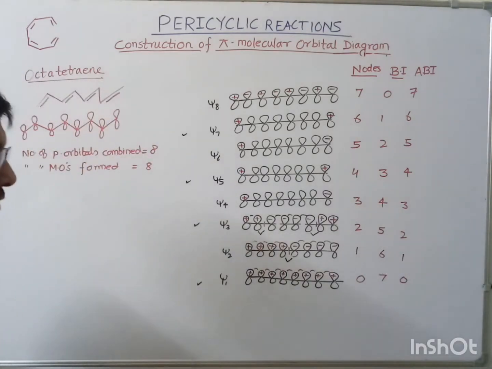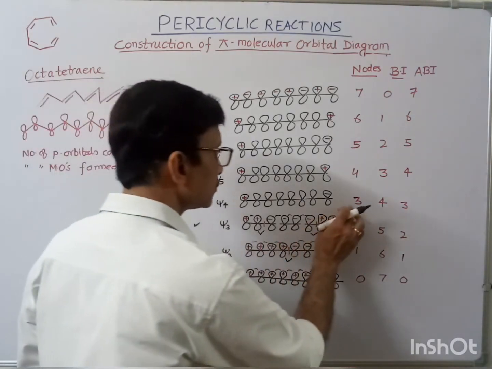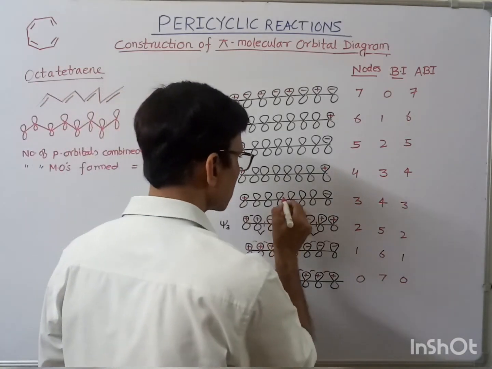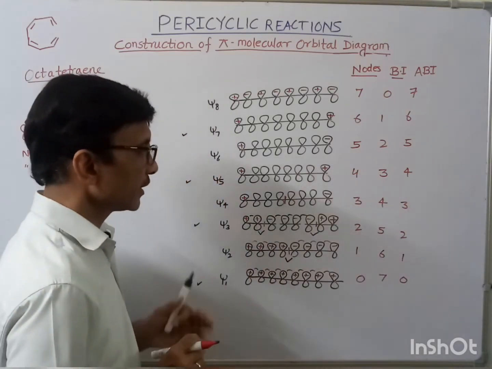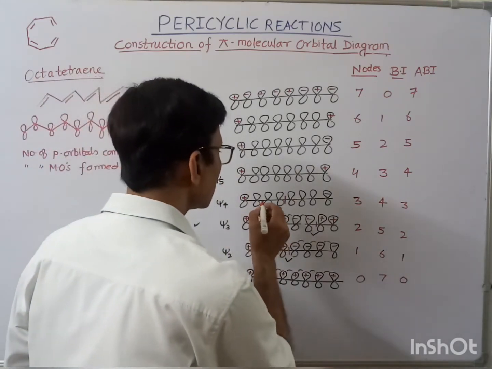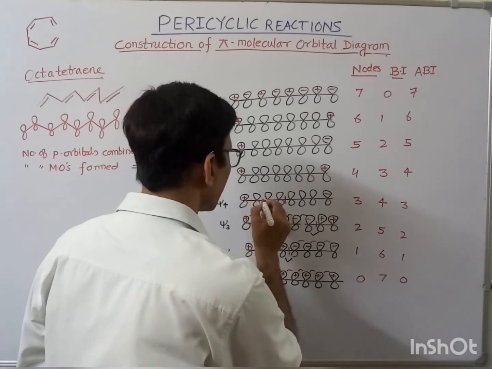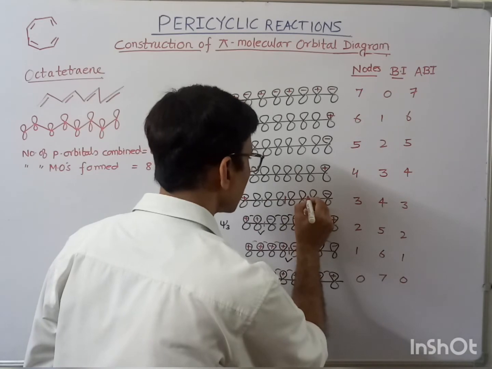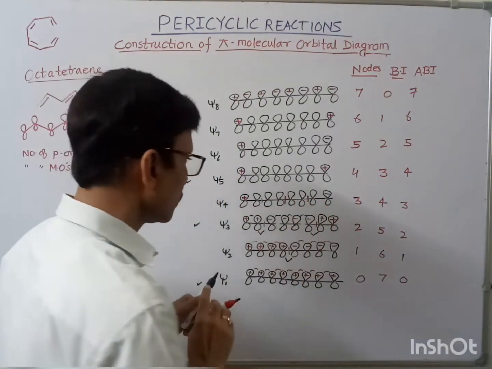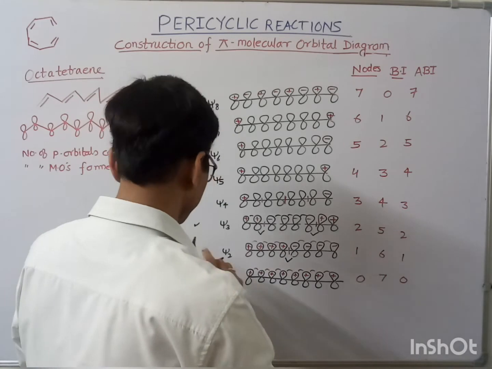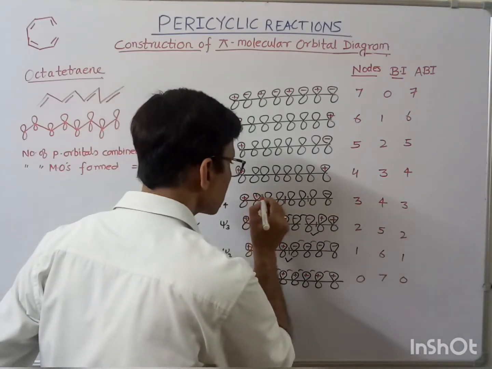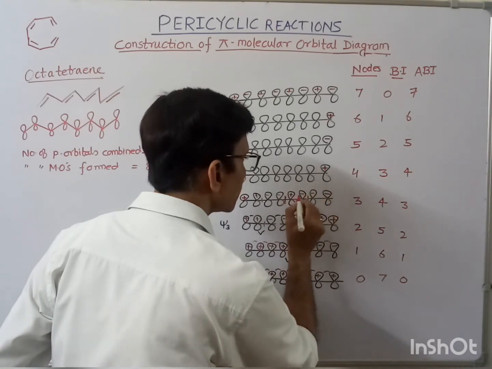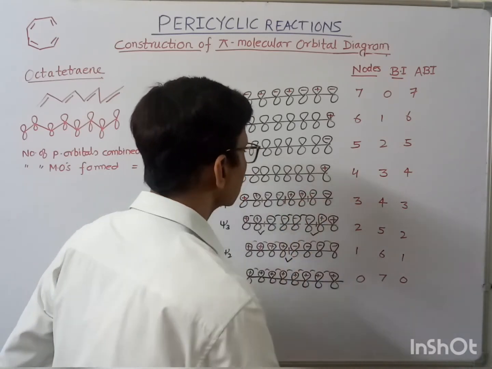Now for psi 4, the number of nodes is 3. The first node, no doubt, should pass through the center. This is the first node. For the rest of the 2 nodes, you give another node from here, and the next node will be like this. Now I should give the signs: plus, minus, minus, plus, minus, so plus and minus.